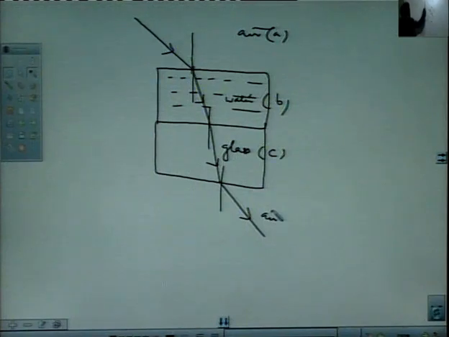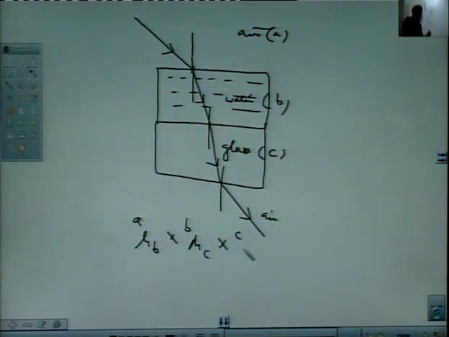Now, we have three media: air, water and glass. For air to water, we have A mu B. For water to glass, we have B mu C, and we can find this if we take C to A. This comes out to be 1.